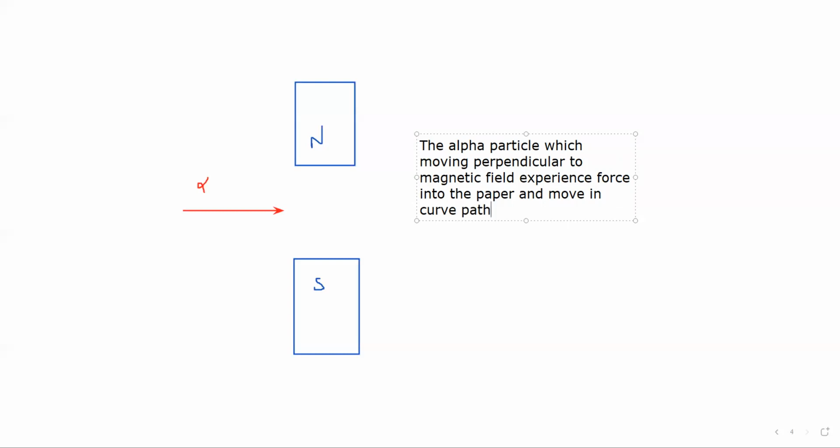Sometimes they say explain, they don't say draw. They mention, explain the deflection of the particle in a magnetic field. So what points will you include? This is a 3-mark question. If it's an alpha particle, you say alpha particle; if it's a beta, you say beta. So: the alpha particle, which is moving perpendicular to the magnetic field, experiences a force into the paper and moves in a curved path. Because there are also some questions in which they say describe the motion of a particle in a magnetic field.